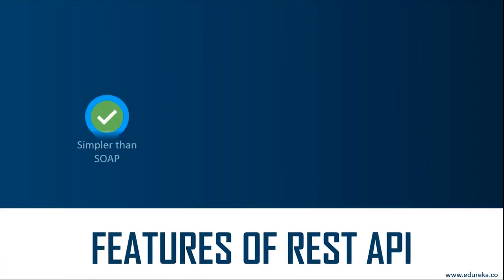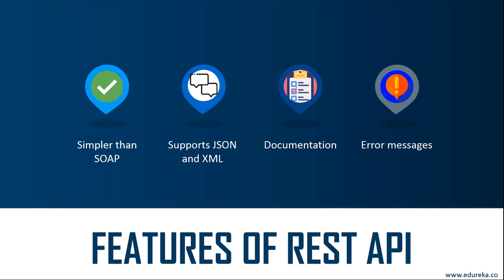REST is simpler than SOAP because it relies on a much simpler way of defining how the data transfer will work, how the URL schemas will work. REST supports XML and JSON. So if you already have some APIs which are designed on XML or providing data based on XML, they can be migrated to a RESTful architecture.